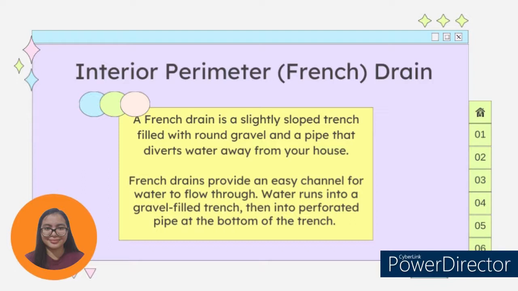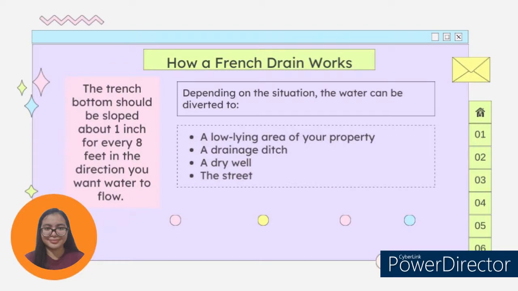A French drain is a slightly sloped trench filled with round gravel and a pipe that diverts water away from your house. So water travels freely through the pipe, which empties a safe distance from the house. French drains provide an easy channel for water to flow through. Water runs into a gravel-filled trench, then into perforated pipe at the bottom of the trench.